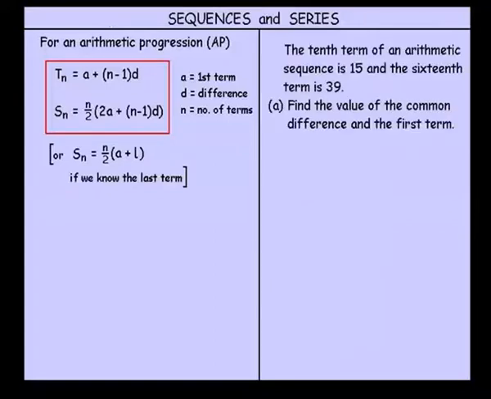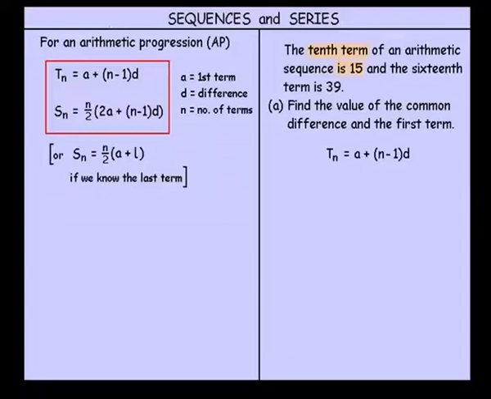Now the 10th term of an arithmetic sequence is 15, and the 16th term is 39. And we're asked to find the value of the common difference, the d, and the first term, which is a. Well, because we're talking about terms, we'll write down our term formula.